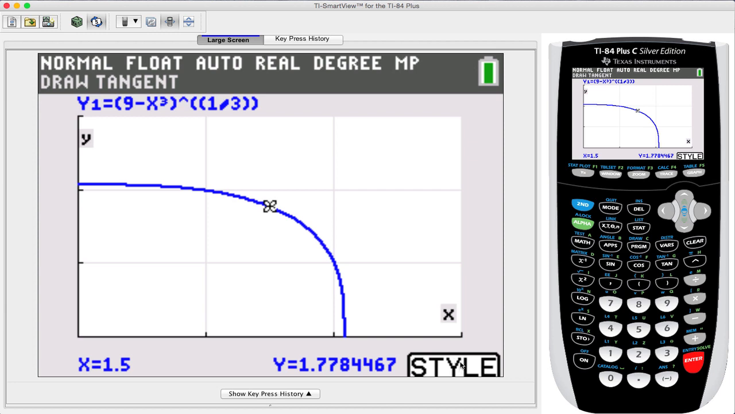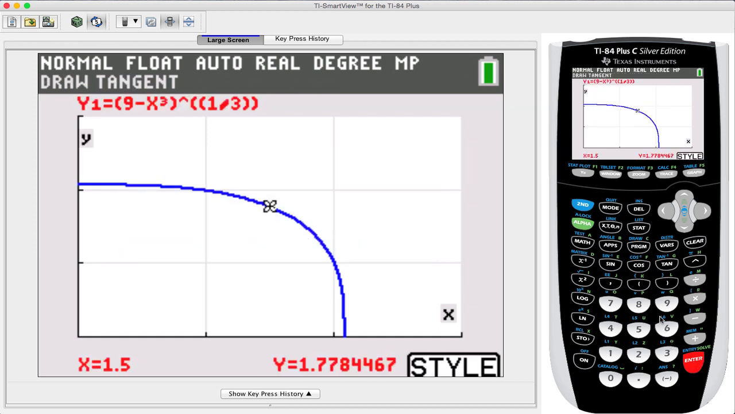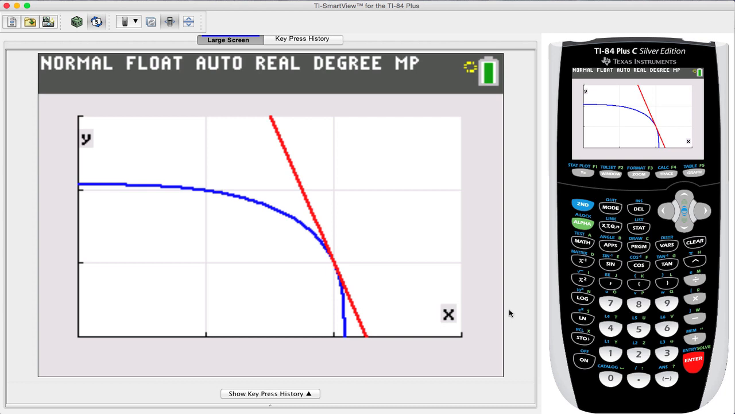But first let me change the style. I want to make sure the style of the line is different from the blue that we currently see. So I press the graph button. Let's change that style to red, and then press enter to accept that. Keep the line style the same, and OK. Now I want to press the number 2 and then press enter, and we're going to let the calculator calculate where that line is supposed to be.